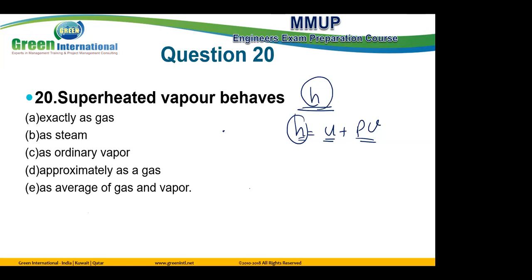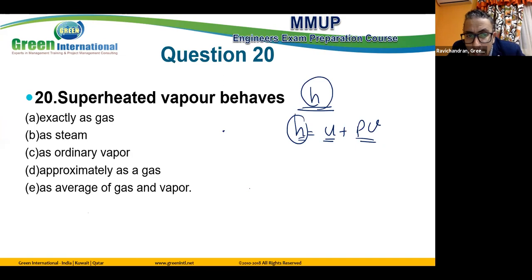Approximately as a gas. So here we can consider it an average between gas and vapor, right? Approximately, because it is not a gas. D and E, there is a difference. No, we consider it approximately a gas because it is superheated, it means it's totally steam and I increase the temperature more, so it is likely gas, but not exactly gas.